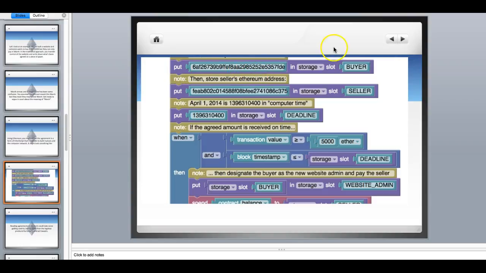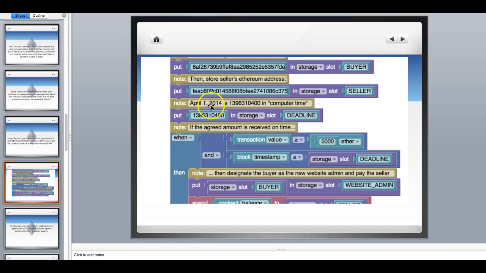We're gonna put this in a storage slot and identify that as the buyer. Okay, and this is the note. Then store the seller's Ethereum address. Okay, so this is the seller. So we've got a buyer and a seller address, and we're going to put both of these in storage. And this one is going to be identified as the seller. Okay, and then this is the note.